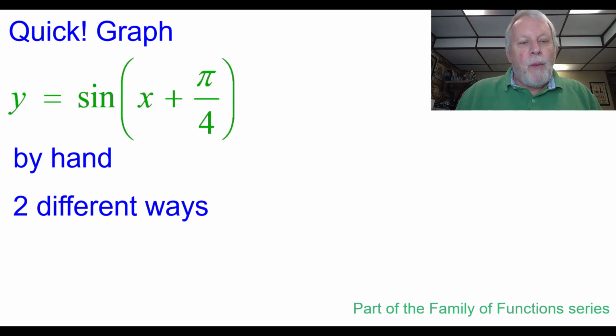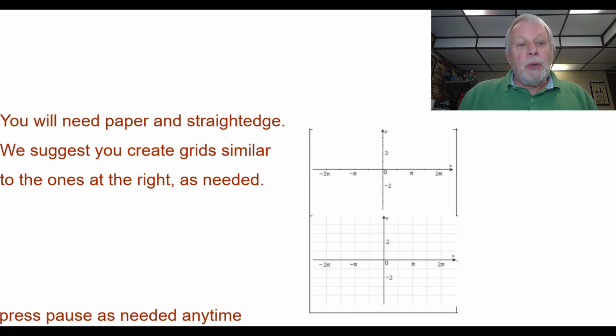Quick, graph y equals the sine of the quantity x plus pi over 4 by hand two different ways. This is part of the family of functions series. You will need paper and a straight edge. We suggest you create grids similar to the ones at the right as needed, and press pause as needed anytime during the video.